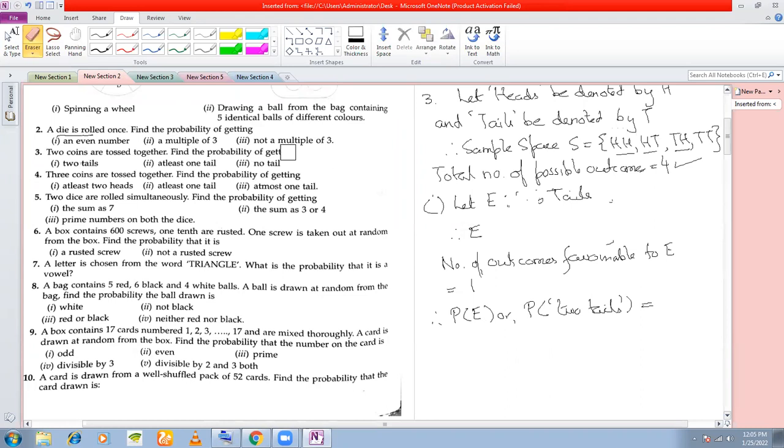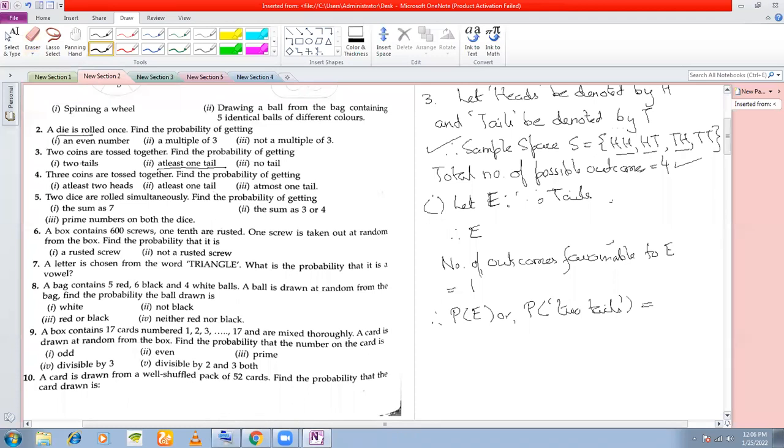Sir, can you please explain these sums once again? Yes, that's what I'm doing. Question number 2, if you follow, you can follow all the other questions also. At least one tail, right? Listen to this very carefully. Sample space remains the same because my experiment is not changing. I'm talking about this one: at least one tail. So the random experiment remains the same, right? I'm not changing the experiment, isn't it?